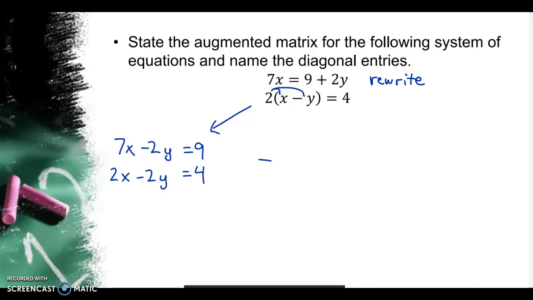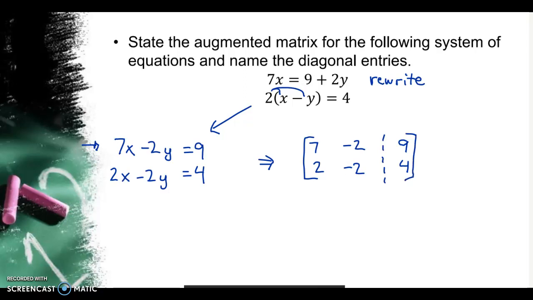So what does the augmented matrix look like? Well, we take those coefficients and we put them into our matrix. The first row corresponds to the first equation, so those coefficients are 7, negative 2, and 9. And then our second equation corresponds to our second row, which is 2, negative 2, and 4. And again, we represent this dotted line like our equal sign, and there's our augmented matrix.